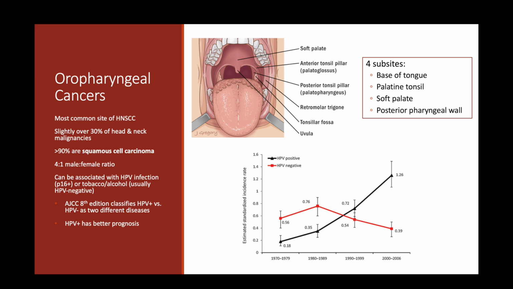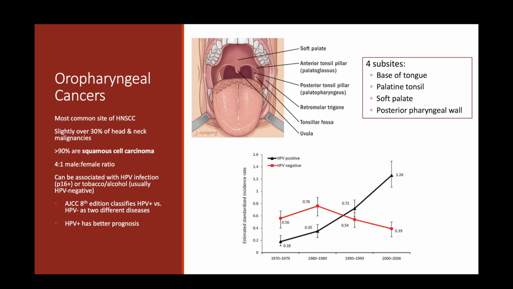However, in oropharyngeal cancer in particular, HPV positivity has been associated with a much better prognosis compared to HPV negative oropharyngeal cancer. So much so that in 2017, when the AJCC 8th edition staging came out, HPV positive oropharyngeal cancer specifically was classified as an entirely different disease compared to HPV negative oropharyngeal cancer. That means that HPV positive oropharyngeal cancer has its own staging system.